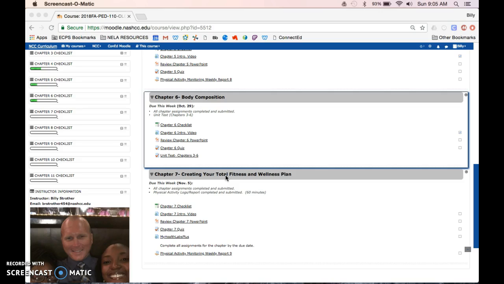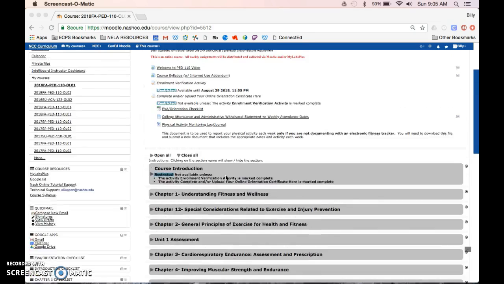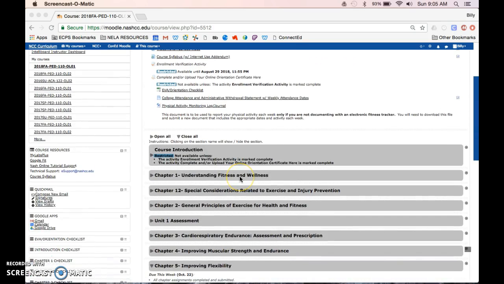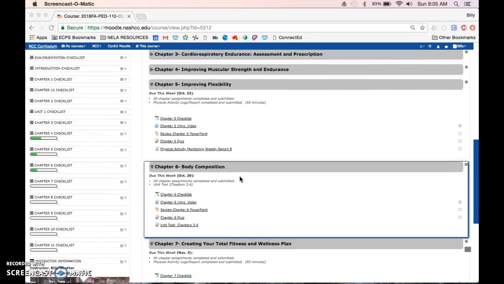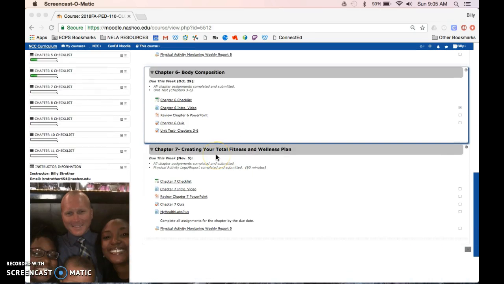And so with creating your total fitness and wellness plan, you're going to take all the information all the way from chapter 1, understanding fitness and wellness, understanding all the areas that go into living well, not just physical health, but there's so many more factors that you have to consider: mental, emotional, spiritual, social, so forth and so on. And also in chapter 1, we talked about our goal setting and behavior modification. So that's really important for this chapter because obviously if we have a fitness and wellness plan, that's going to involve us having some goals and sticking to it.